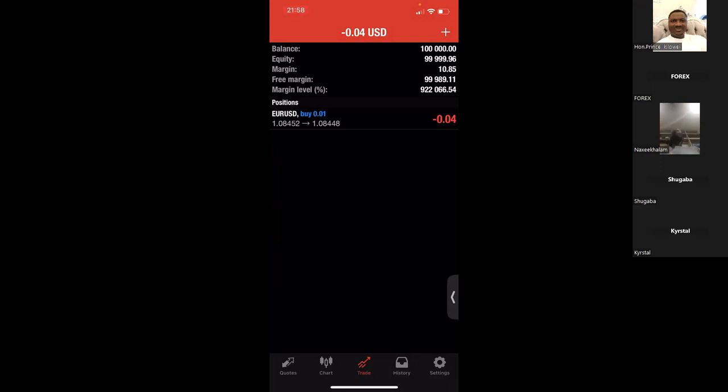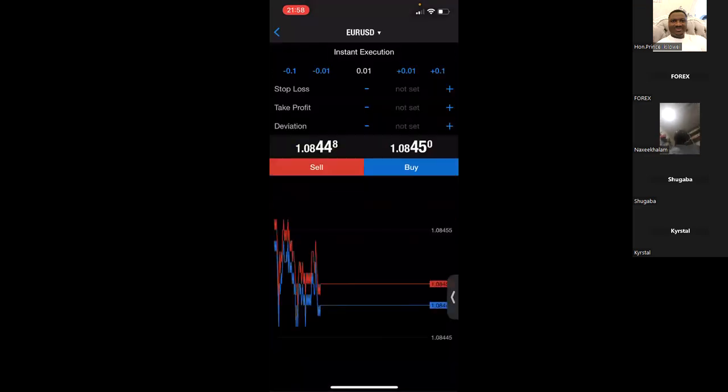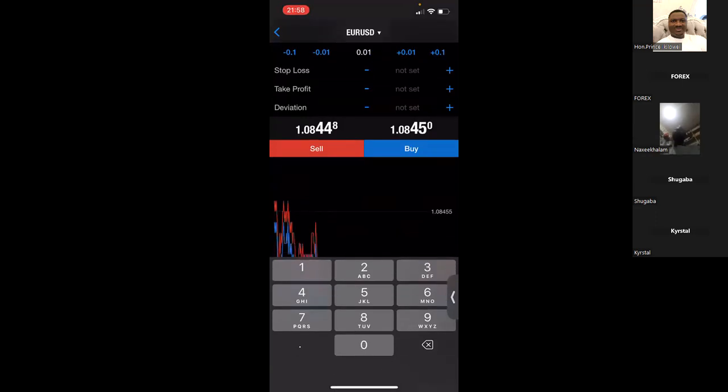So I'm going to use the same trade, but with a different lot size, Euro USD. I press and hold, trade. This time around, I'm going to use the standard lot size. So I'm going to change this to $10 per pip.